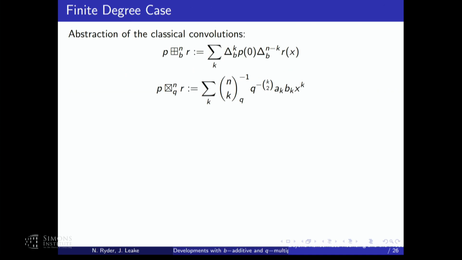So what do we do? I define the kind of obvious abstraction in the additive case at least. For the additive case, I just replace my derivatives with my finite differences. In the multiplicative case, I have to replace things with something maybe not as natural, but these are q binomial coefficients scaled in an appropriate way.